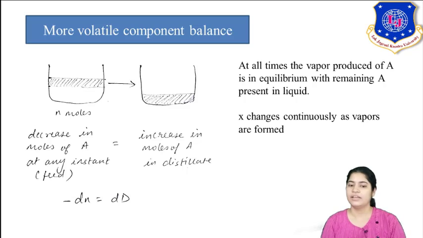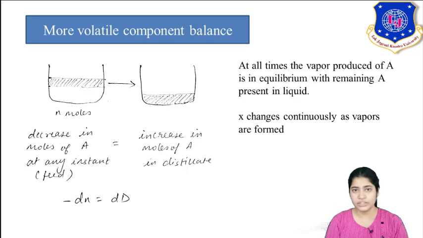Here you have to note down, at all times, the main assumption about batch distillation: the vapors produced are in equilibrium with the remaining A present in the liquid. Try to understand, A in your vapor phase is always in equilibrium with your liquid phase. But your equilibrium condition is changing very fast here. At every small second, the vapors being produced would have been in equilibrium with the liquid, but we are continuously disturbing the equilibrium by gradually increasing the temperature.